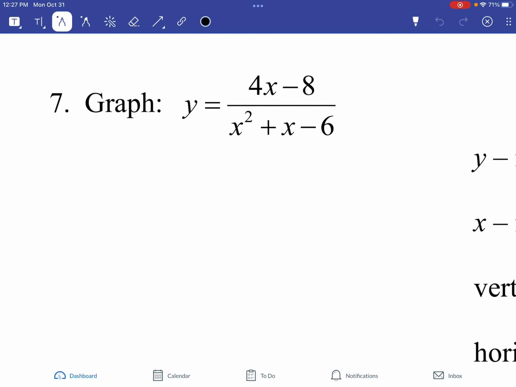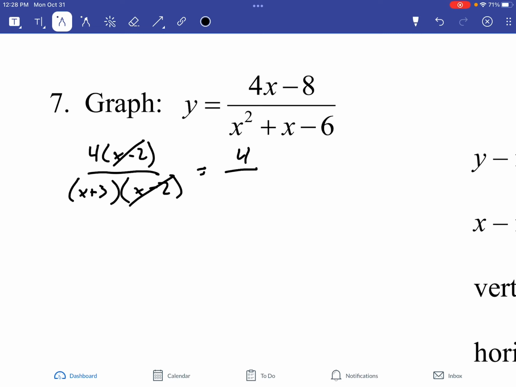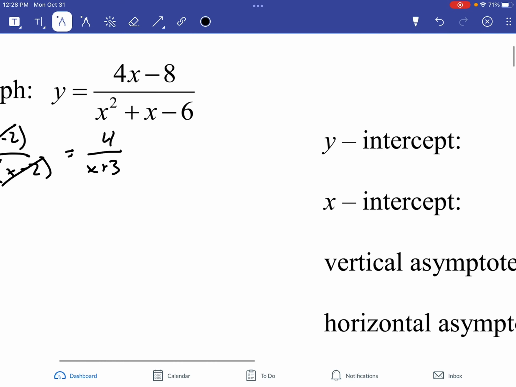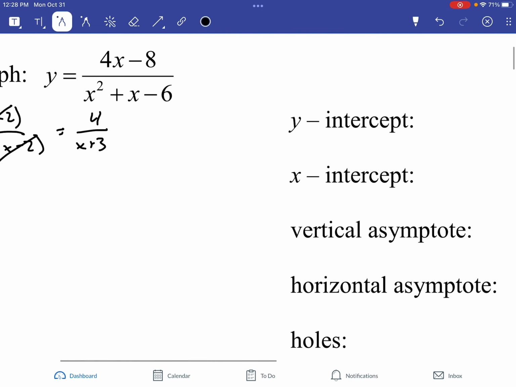We can take a 4 out of the top, we're left with x minus 2. On the bottom, we can factor this to give ourselves x plus 3 and x minus 2. The x minus 2's will go away. We'll be left with 4 over x plus 3. Okay, now that's what we're going to use to solve all the other pieces for our problem.